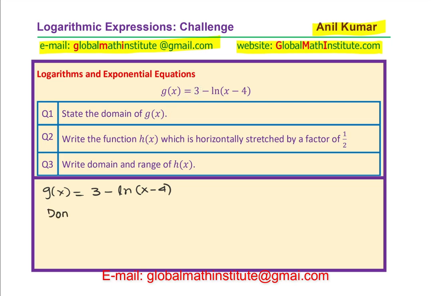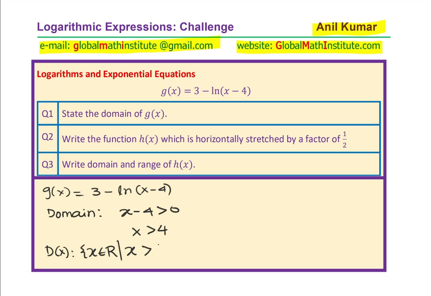So for the domain, we know one thing, that x minus 4 should be positive, right? So x minus 4 should be greater than 0. So that gives us that x is greater than 4. So that becomes the domain of this particular function, right? So we can write the domain of the function is x belongs to real numbers, where x is greater than 4. So that is part 1 or question 1.